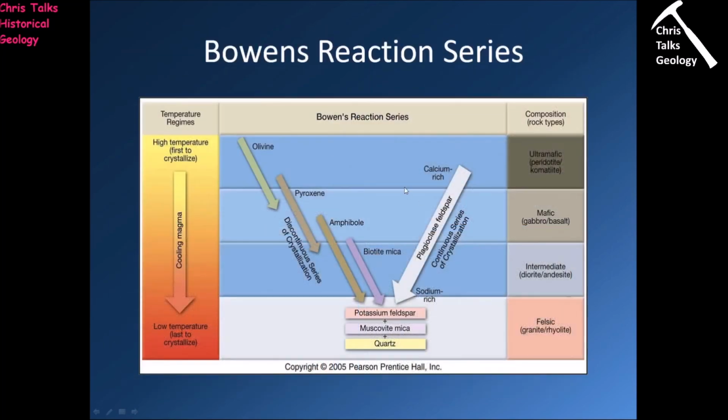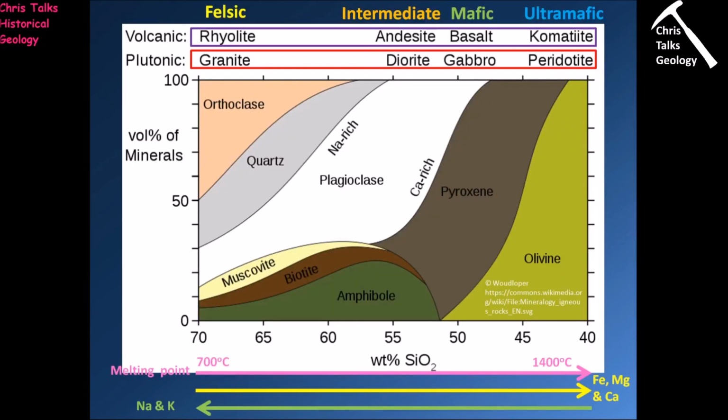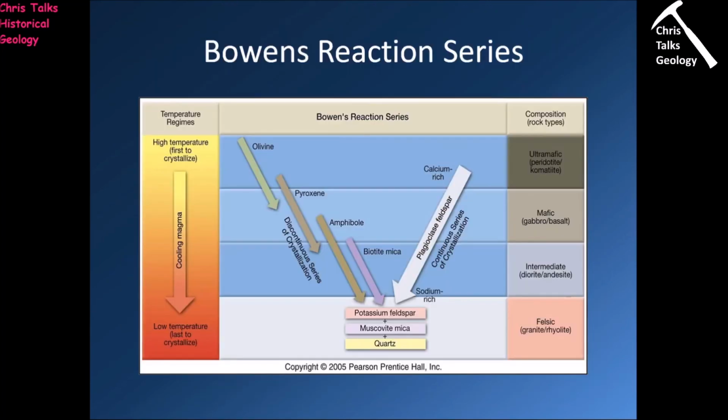In order to get even more information, we have this diagram here. Now, this is the Bowen's reaction series, and it's very similar to the other diagram, but it has a couple of differences to it. Obviously, on this side, once again, we have magma temperature, so we have high at this end and low at this end. So if you remember, that's going to be going from about 1,400 degrees Celsius here to around 700 degrees Celsius here. So we have quite a temperature range. You will also see that we have ultramafic, mafic, intermediate and felsic here. So we have our different magma types.